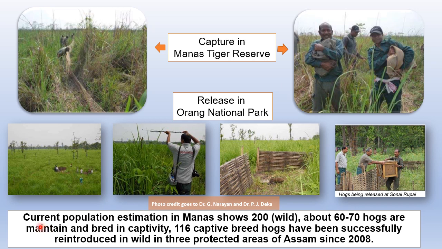Current population estimation in Manas shows 200 wild. About 60 to 70 hawks are maintained and bred in captivity. 116 captive bred hawks have been successfully reintroduced in the wild in 3 protected areas of Assam since 2008.